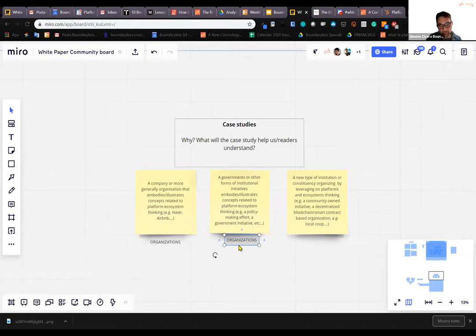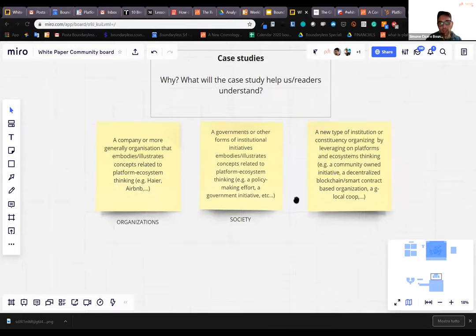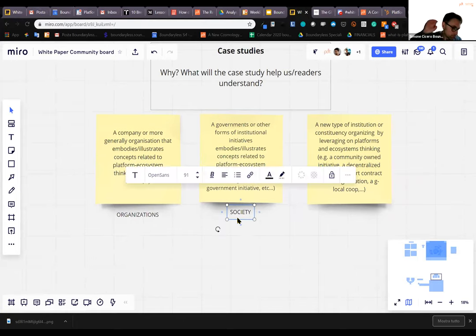Society. So an experiment that comes from either governments or institutions or communities, but in general, I would say more related to institutional initiatives, like, for example, a policy making effort, an effort for a government, for example, to create platforms to organize social contributions.